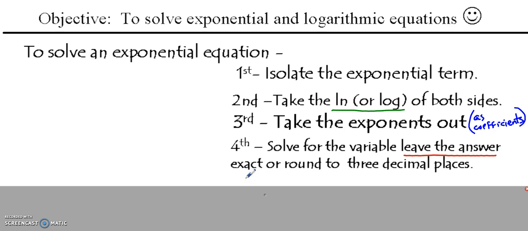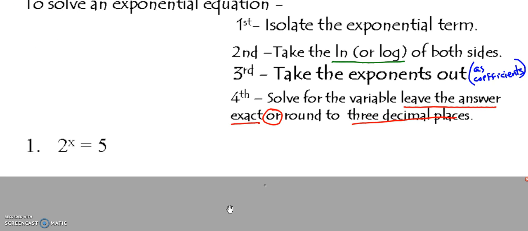Leave the answer exact or round to 3 decimal places. So depending on how the teacher in your class wants you to answer that question, you've got 2 options. For me, I'd rather just leave it exact. But if it's something where we need that decimal, use 3 places, okay? So let's look at an example of this.